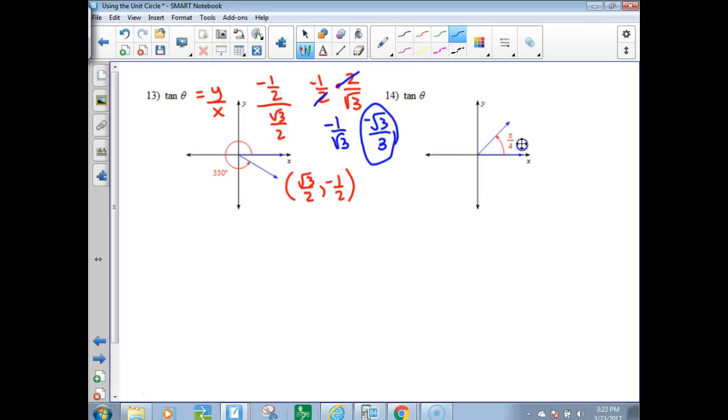Pi over 4, we want, that's square root of 2 over 2, square root of 2 over 2. They want the tangent, which is y over x. Well, these are identical, so what are you going to get?